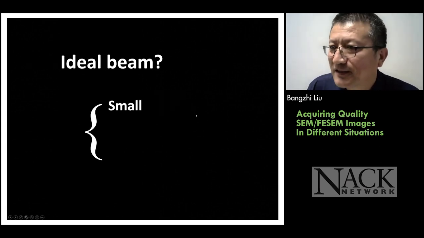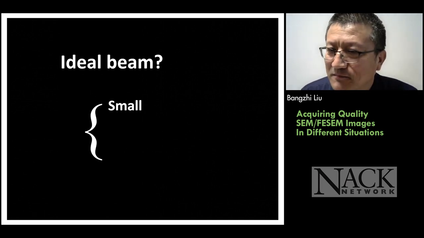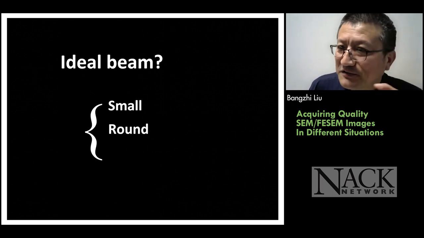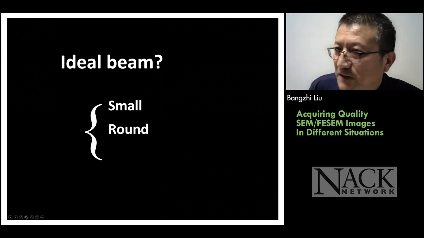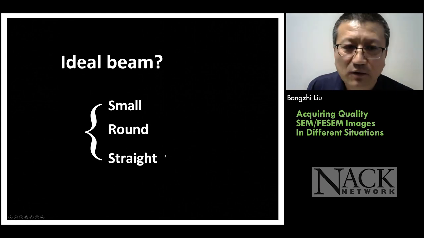So hopefully now, if I ask you the question again, what is an ideal beam? What do you require? We're going to require a small beam. We prefer the beam to be smaller. We're also going to prefer a round shape. That's one more thing: the beam has to be straight, like a line. So again, we're going to talk about what they are and how we can make sure the beam is right.